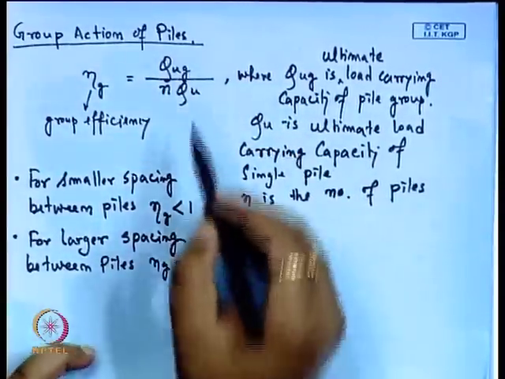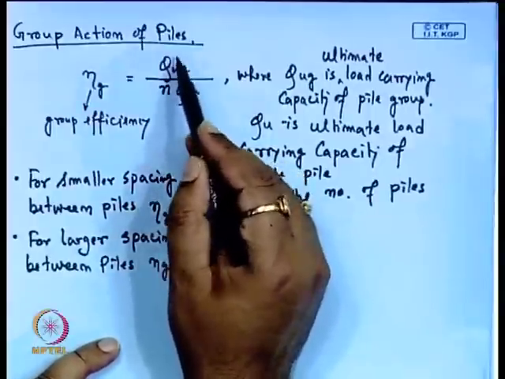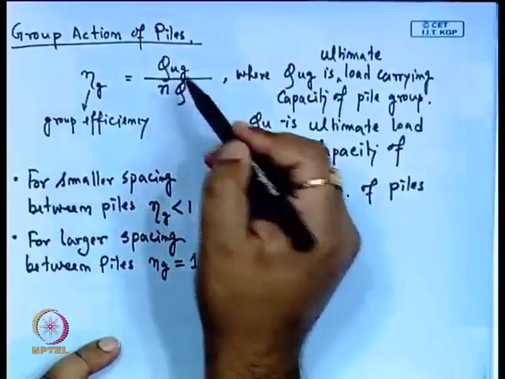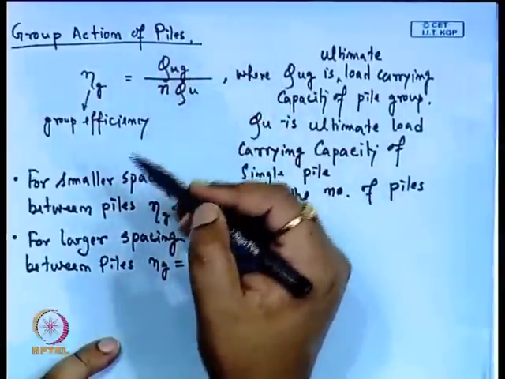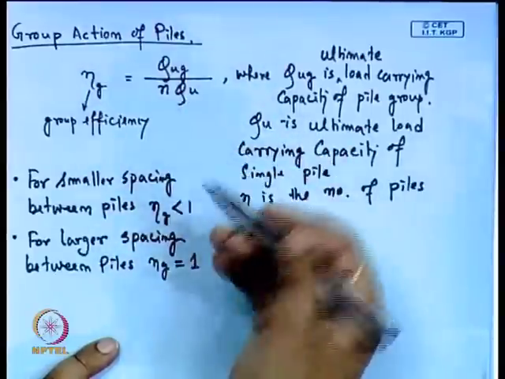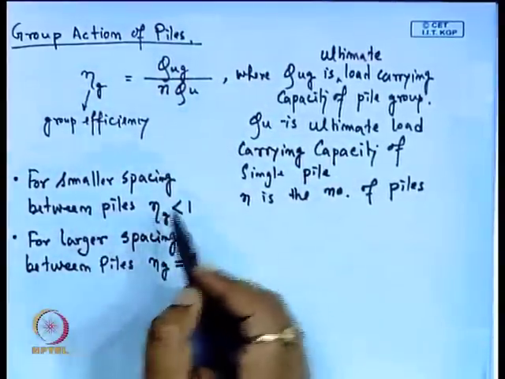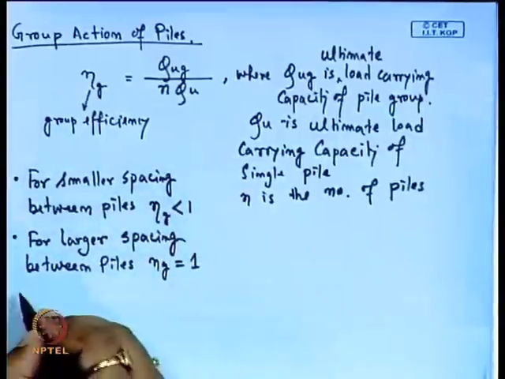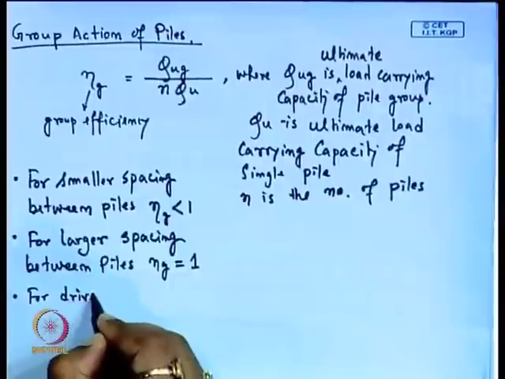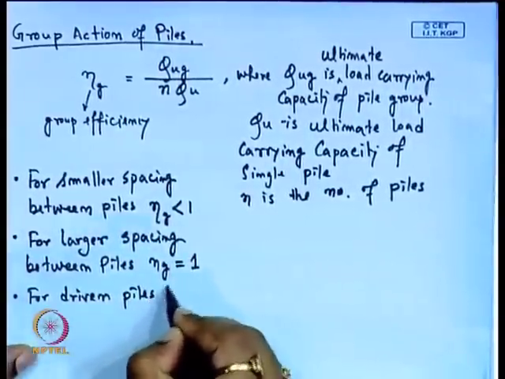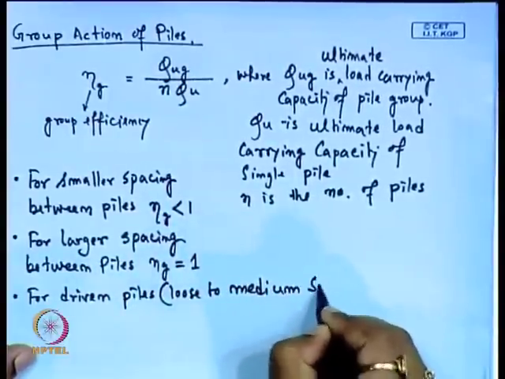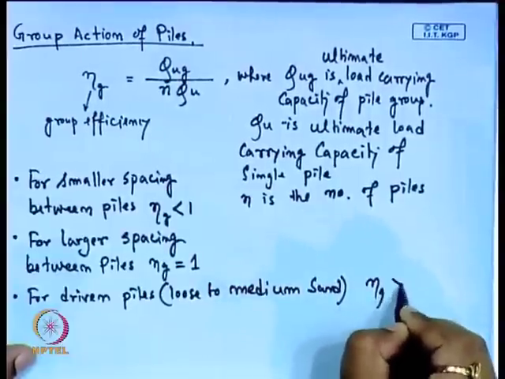If we sum all the load carrying capacities of the individual piles, that will generally be more than the load carrying capacity of the pile group as a whole. So, if the spacing is very small, then the group load carrying capacity is lower than the summation of all individual piles' load carrying capacity. In that case, this efficiency will be less than 1. Now, another thing: for driven piles in loose to medium sand, this efficiency can be greater than 1.